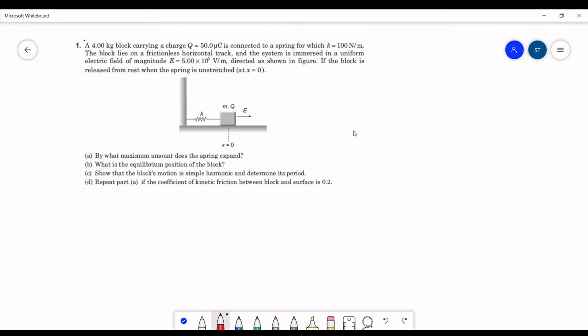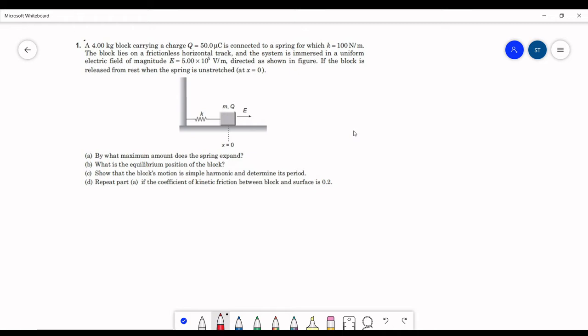So the question given is a 4 kilogram block carrying a charge q equal to 50 μC, connected to a spring for which k is equal to 100 newton per meter. The block lies on a frictionless horizontal surface and the system is immersed in a uniform electric field of magnitude E equal to 5 × 10^5 volt per meter, directed as shown in the figure. The block is released from rest when the spring is unstretched.